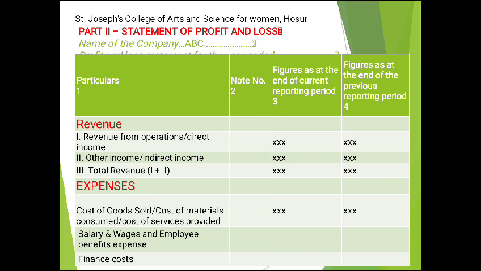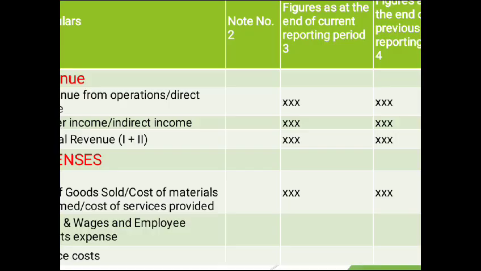Statement of profit and loss account. The statement of profit and loss account discloses the current year's information, that means income and expenditure. It will be classified into two: revenue as well as expenditure. On the revenue side, first is revenue from operations, direct income, which relates to sales income. Second is other income, indirect income. The total of 1 and 2 will be called the total revenue.